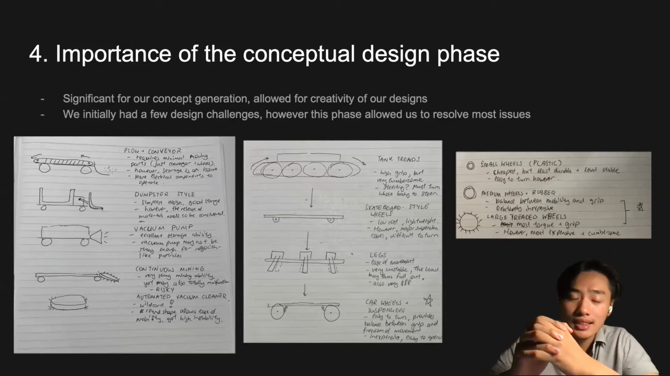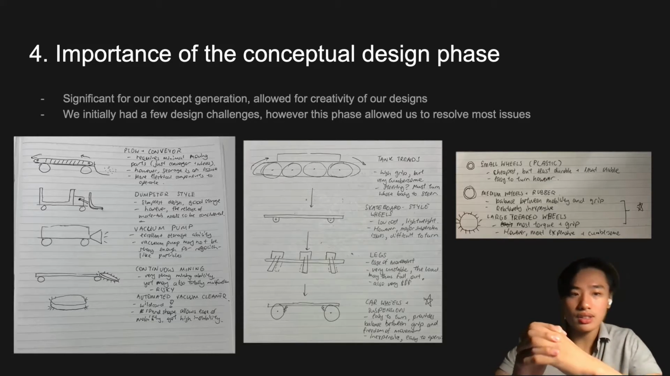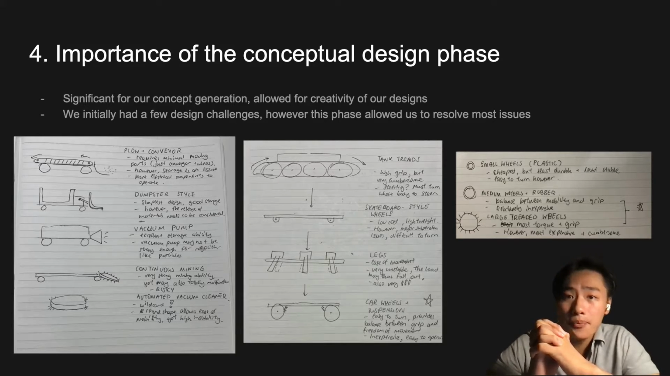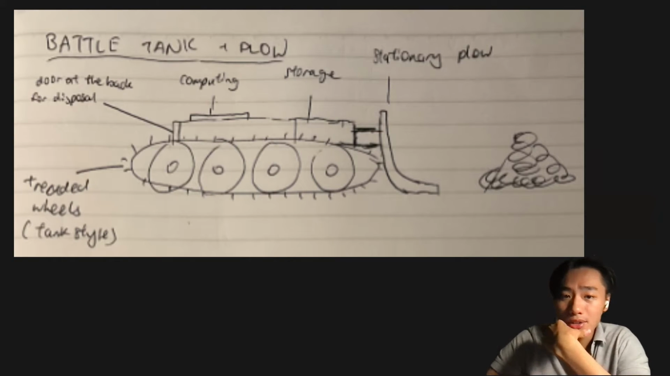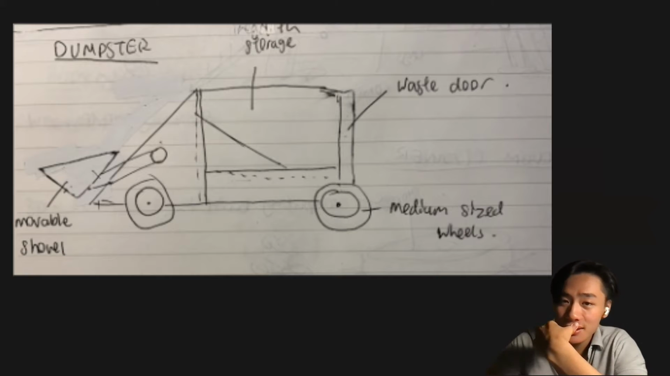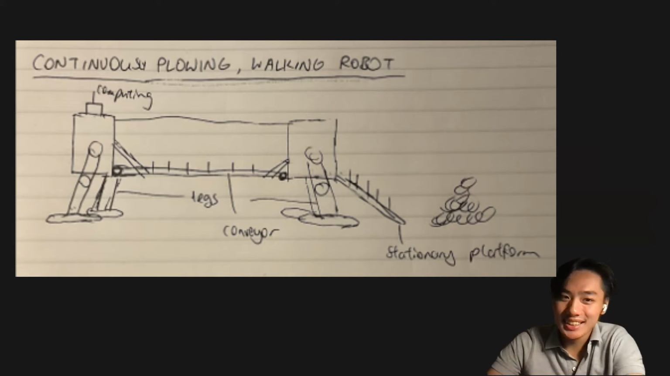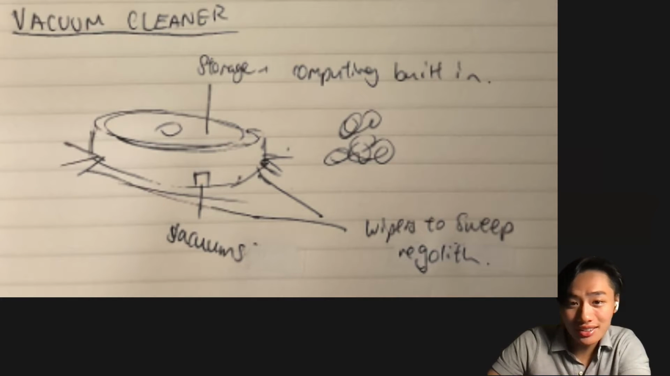We then considered each major component of the rover, such as the movement, the collector and collection points, and even the types of motors, such as this barrel tank design, or this dumpster truck, a walking robot perhaps, an automated vacuum cleaner, the ones that you find at home.